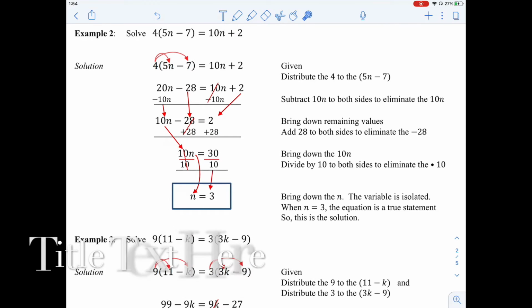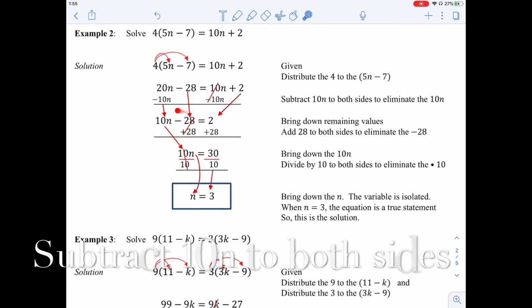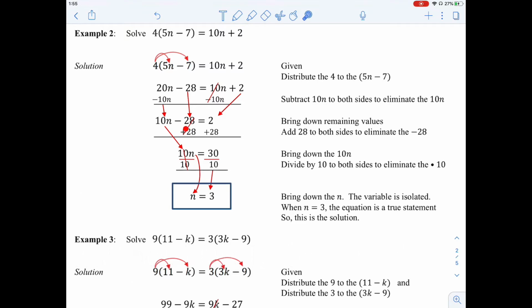Example 2. So we have parentheses now, right? So simplify first. So you could distribute, right? So 4 times 5n, 20n, 4 times negative 7, negative 28. The right side, just bring everything down. Now we have just a variable on both sides problem. And we can subtract 10n from both sides to get it on the left, right? And then 20 minus 10 is 10. And now we have a two-step equation. We add 28 to both sides. Divide by the coefficient 10, and we get n equals 3.